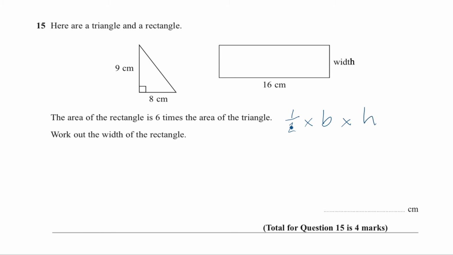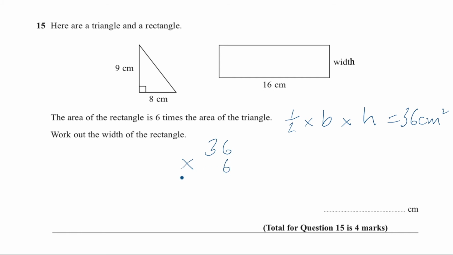So we could do half of the base. The base is 8. We could do half of 8 is 4 times 9 is 36. Or some people like to do the base times the height, 8 times 9 is 72, and then halve it. Either way, the answer comes out as 36 square centimetres. Now, the area of the rectangle is 6 times that area, so we need to do 36 times 6.